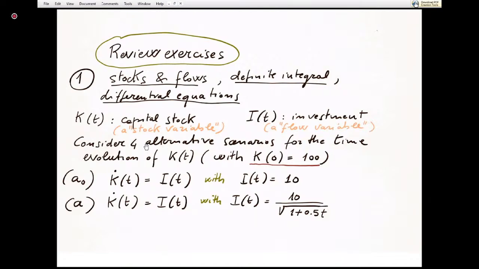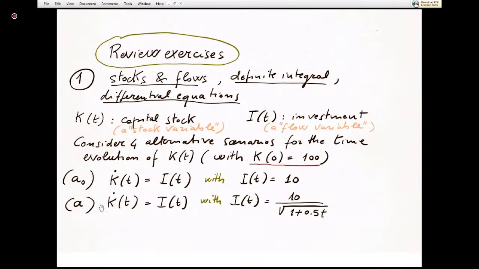And we consider 4 alternative scenarios for the time evolution of the capital stock, all assuming that the initial level of the capital stock is 100. One is a simple scenario in which K dot of t, the derivative of the capital stock, is equal to I of t. And I of t, the investment flow, is constant at the level 10 per unit time. This is scenario A0, okay, the basic scenario.